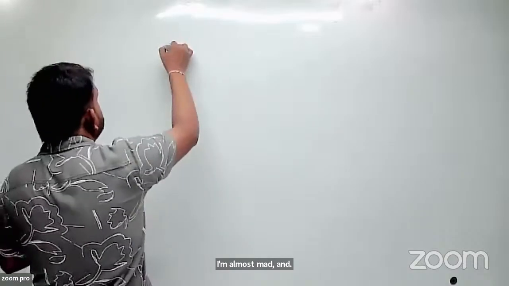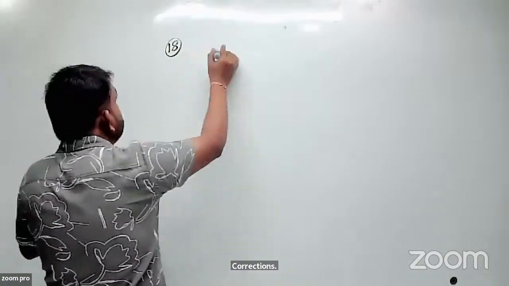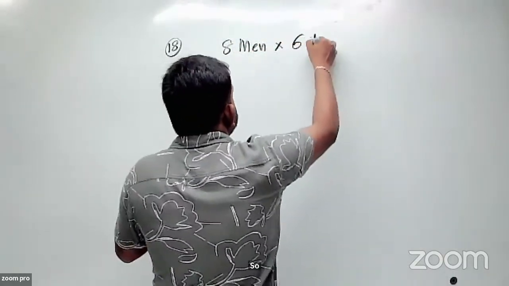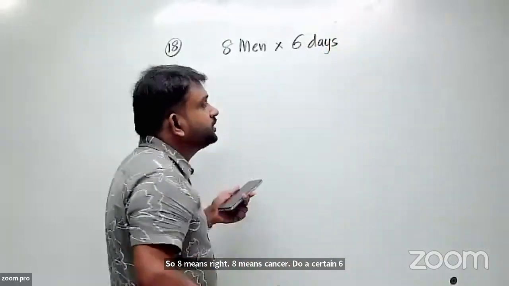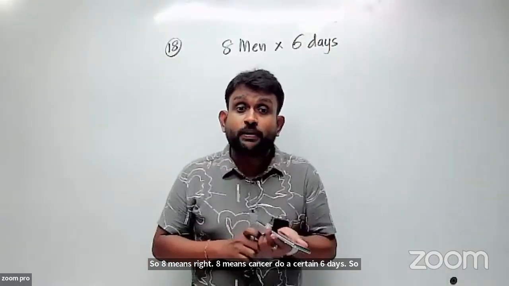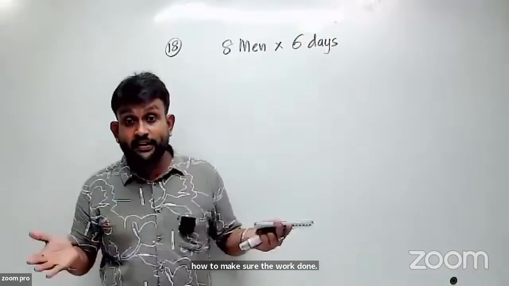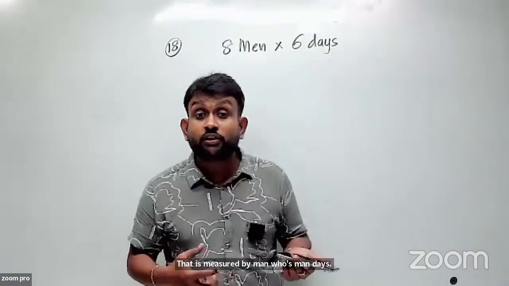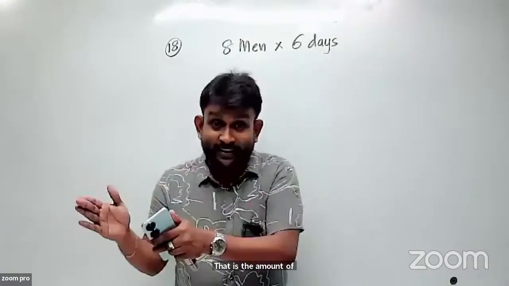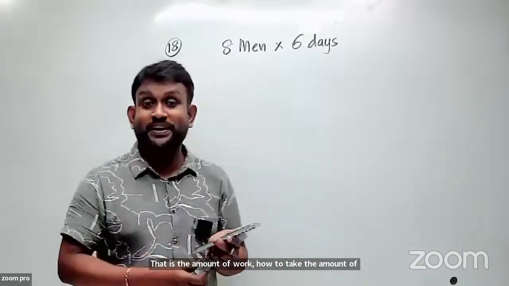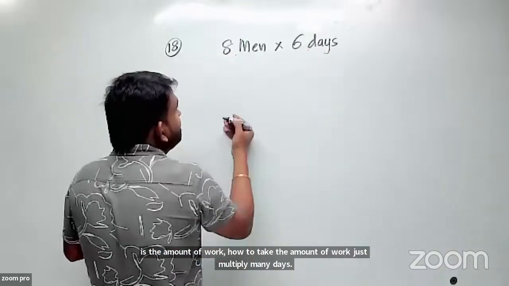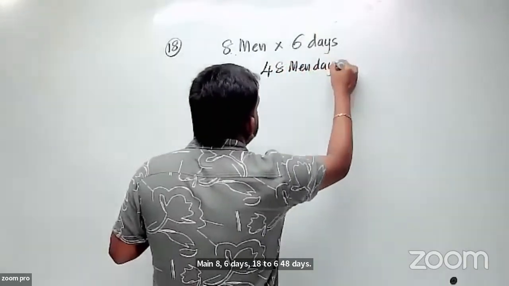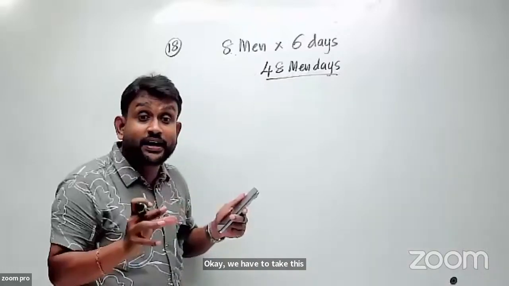Right, question number 18. So 8 men can do a certain work within 6 days. So how to measure the work done? That is measured by man days, men days. That is the amount of work. How to take the amount of work? Just multiply men into days. Men 6 days. 8 into 6, 48 man days. Okay, we have to take these man days to complete the task.